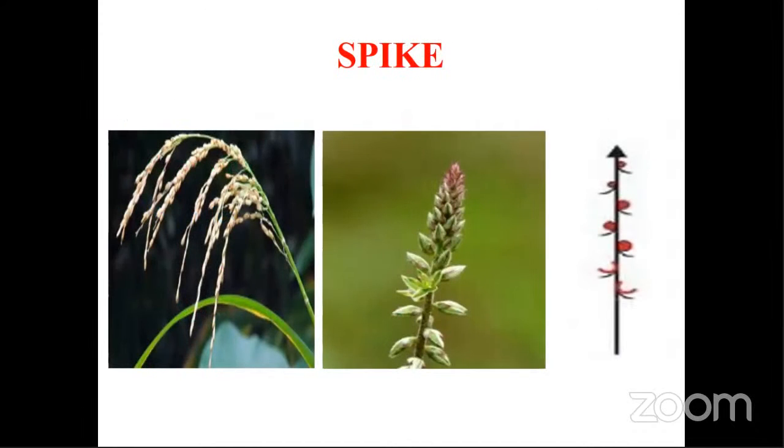And you can see this is simple spike. You can see the bracteate sessile flowers. You will see the inflorescence axis is elongated. You can see the flowers getting attached. Here also you can see there is no pedicel, there is no stalk. They get attached to the inflorescence axis directly. And this is compound spike.